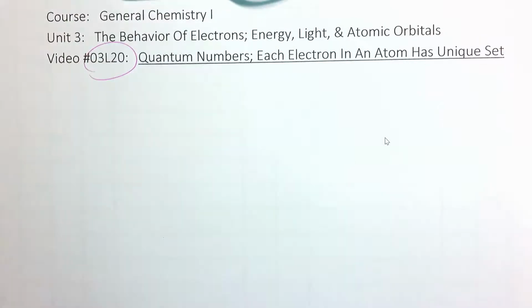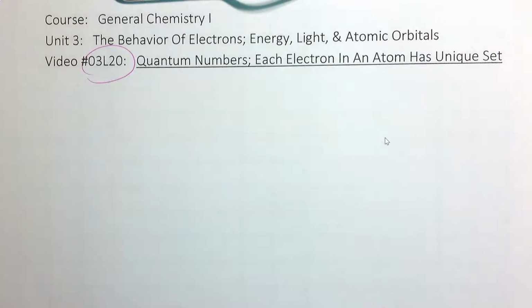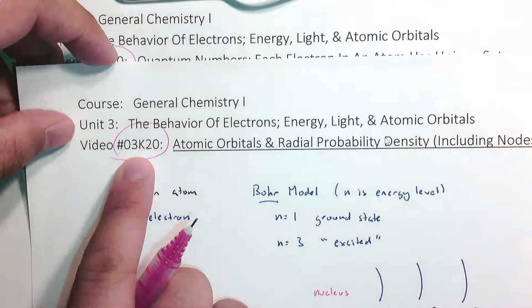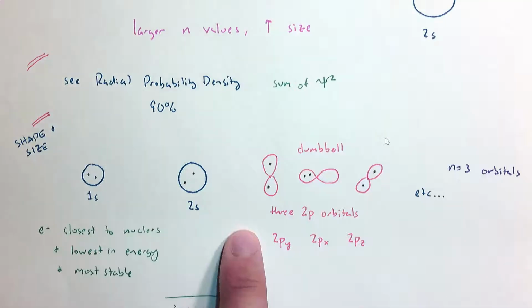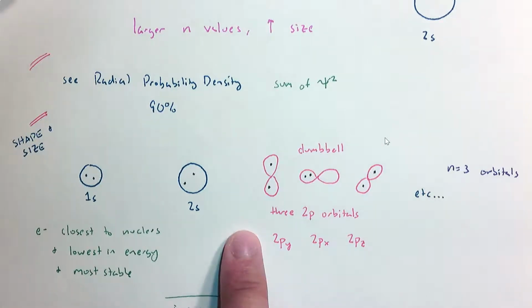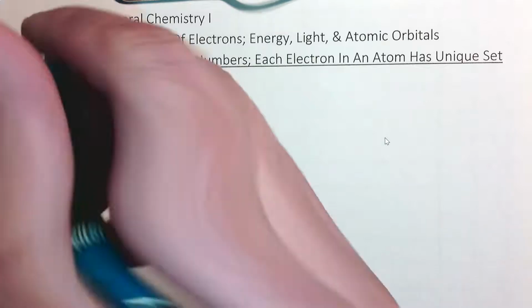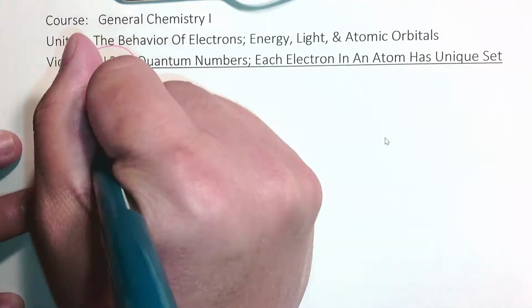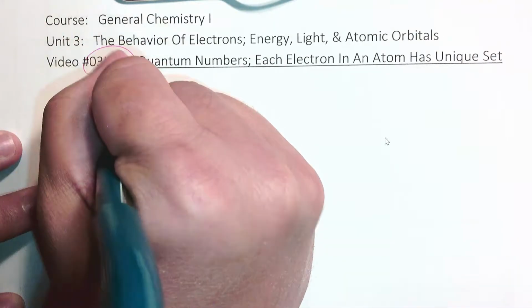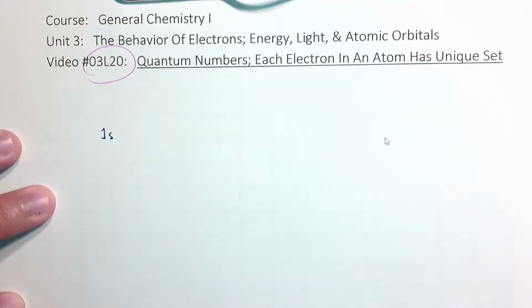This is coming from the previous video, 03K20, where we talk about the different orbitals. And what I'm going to do here is I'm going to list them. So the first orbital that we saw was 1s. And this is in what? Increasing energy.